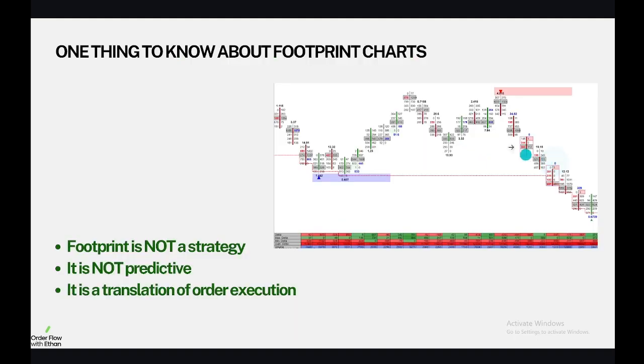Trust me. One thing to know about order flow footprint charts: it is not a strategy. It doesn't give you strategies to follow. It doesn't tell you, if this happens, do this, if that happens, do that. It is not predictive, by the way, and it is a translation of order execution. It's basically telling you how many people bought and how many people sold, and that's basically the footprint.